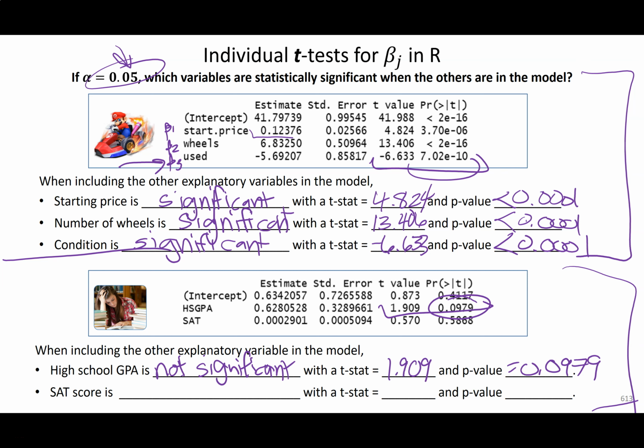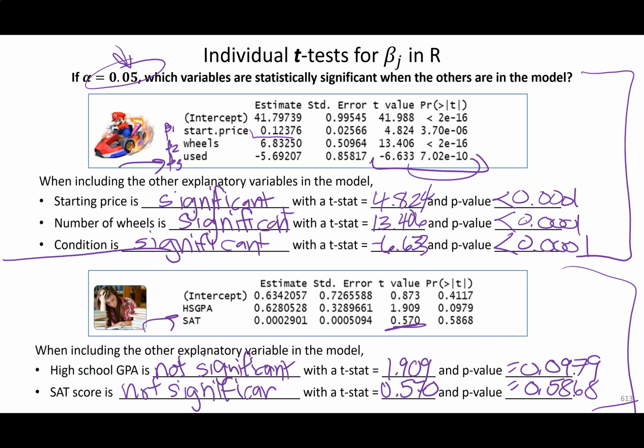If you want to get weirder, we're going to look at the next. So looking at SAT, because remember last week we felt, yes, high school GPA was useful in finding college GPA. Well, let's look at SAT as well now. So I have a T statistic. My T statistic's even closer to 0 here. 0.570. And I had a huge p-value there, 0.5868. A huge p-value is really weak evidence. So the SAT score is not significant.